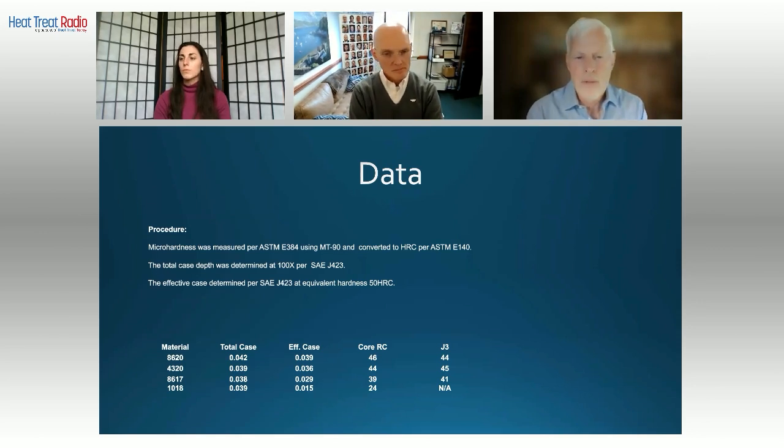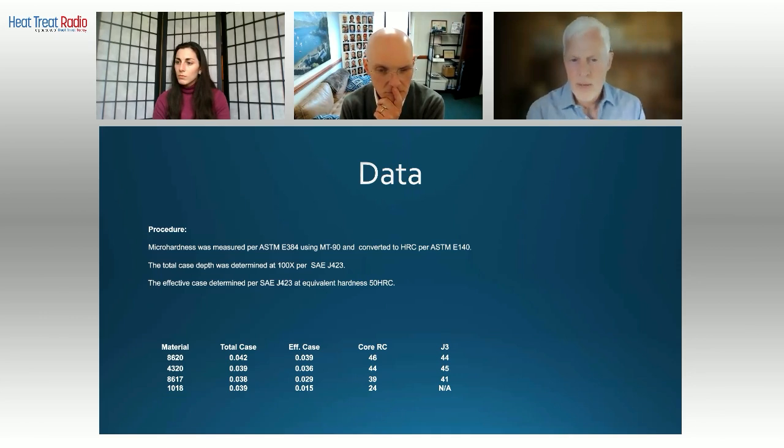We look at the effective case depth, and interestingly, we have quite a variation there. So the first one, we have the highest core hardness. The core hardness is 46, and the effective case depth is 39. And then we have a sample where the core hardness is 44, and the effective case depth is 36 thousandths.